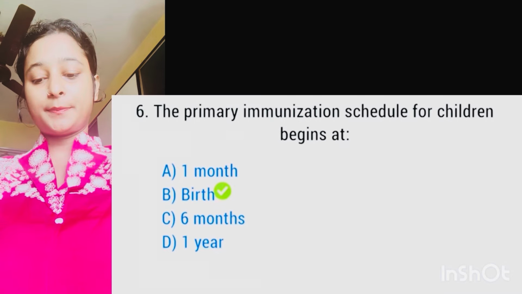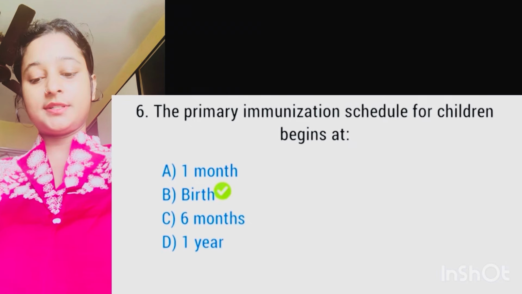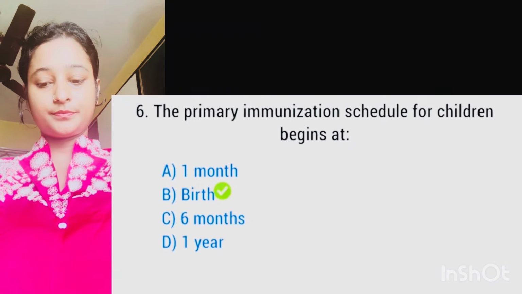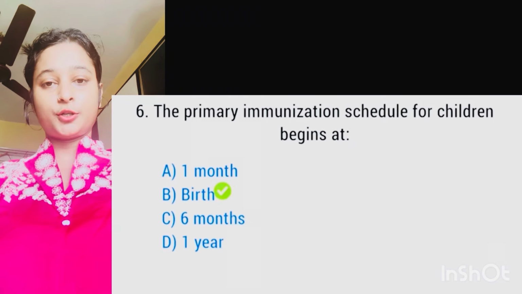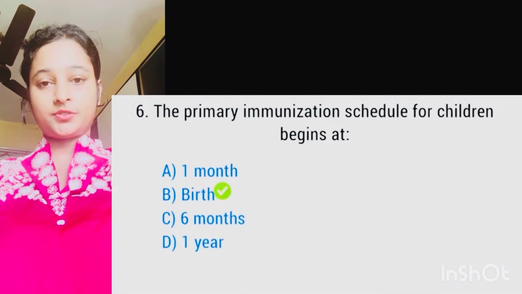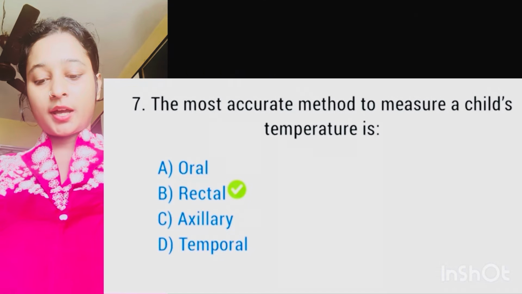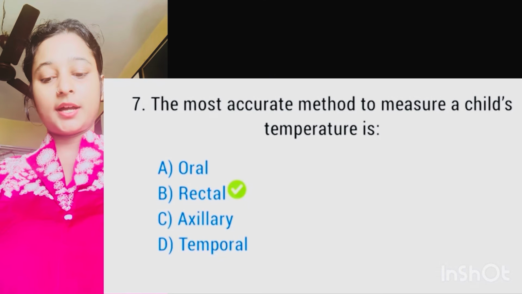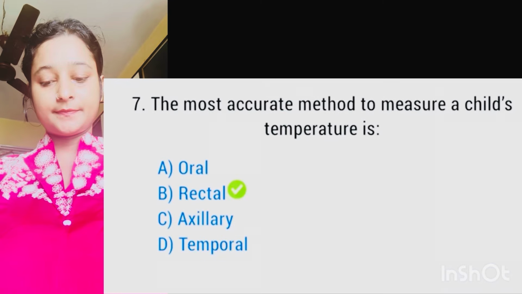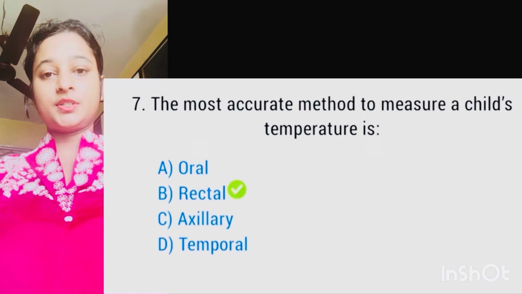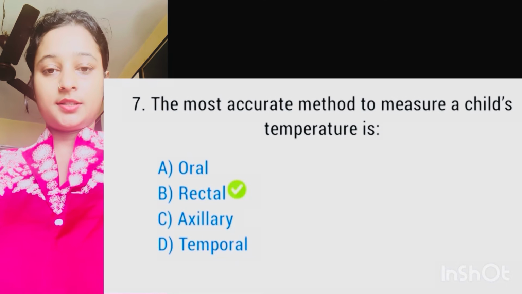Question number 6. The primary immunization schedule for children begins at. Here, correct option is option B, at birth. Question number 7. The most accurate method to measure a child's temperature is. Here, correct option is option B, rectal.